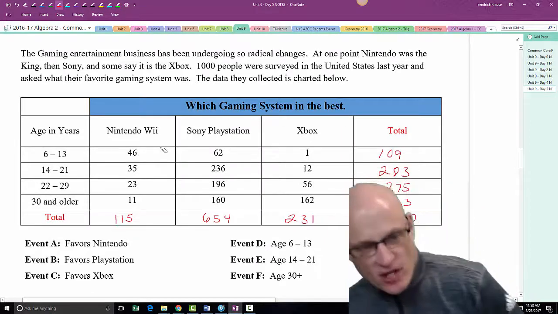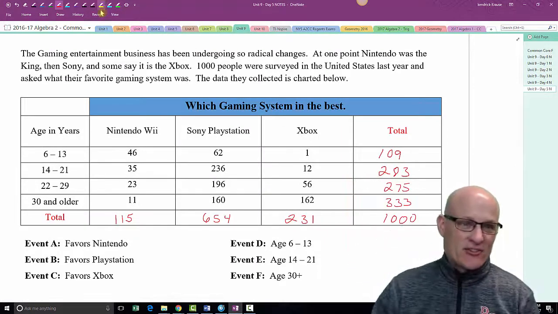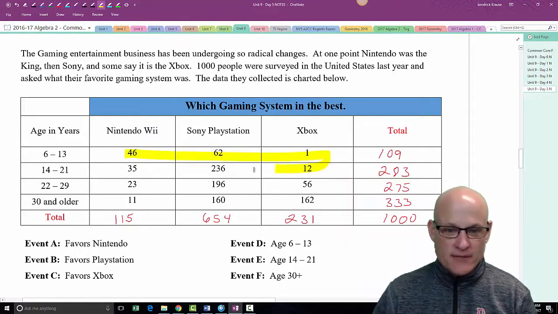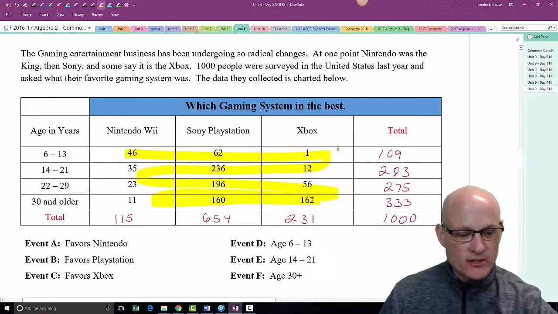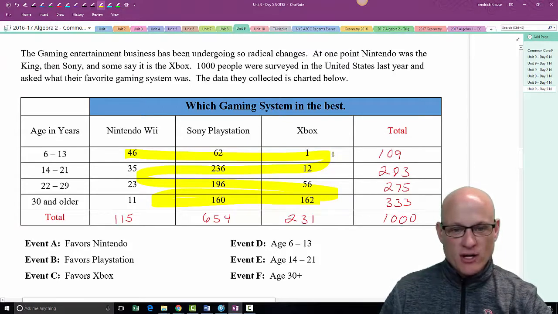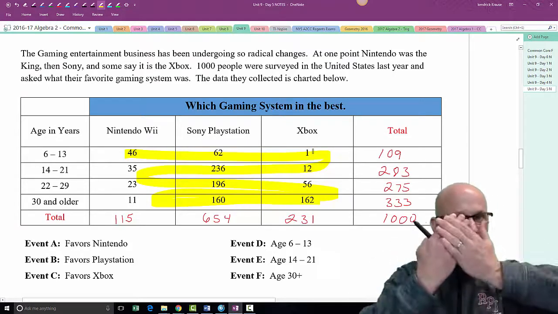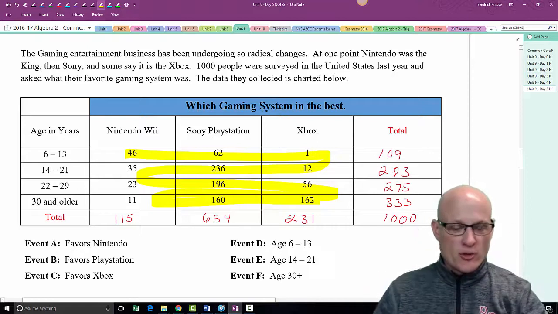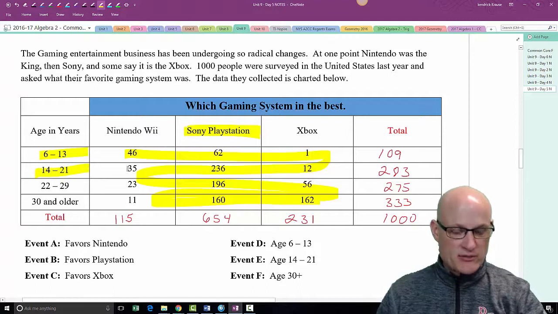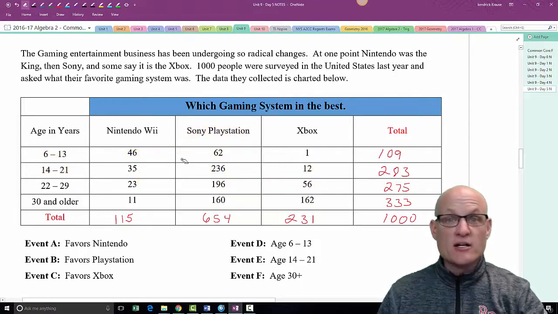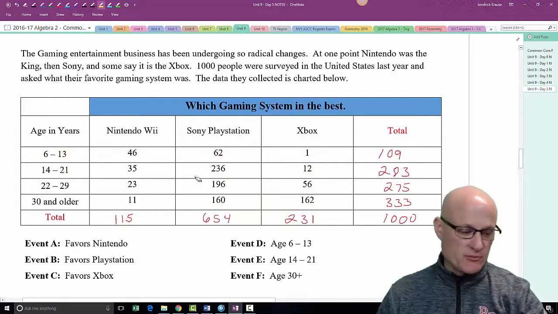Don't forget the stuff on the inside. What do we call this, kids? These are the joint frequencies. Remember the joints? Those are the ones that combine PlayStation with this or PlayStation with this. And all the stuff on the outside is called the marginal frequencies. Just a heads up.